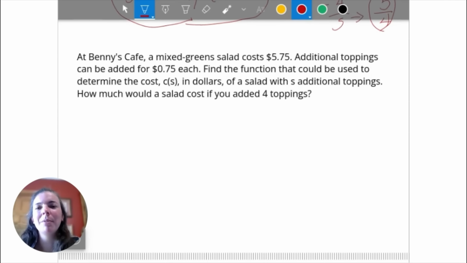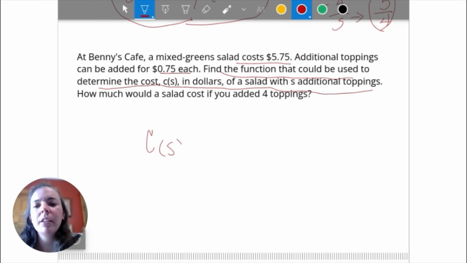And here's an application problem of a linear function. At Benny's Cafe, a mixed green salad costs $5.75. Additional toppings can be added for 75 cents each. Find the function that could be used to determine the cost, C of S in dollars, of a salad with S additional toppings. And then we also need to find how much a salad would cost if you added 4 toppings. So a salad costs $5.75, and then you can add toppings for 75 cents each.